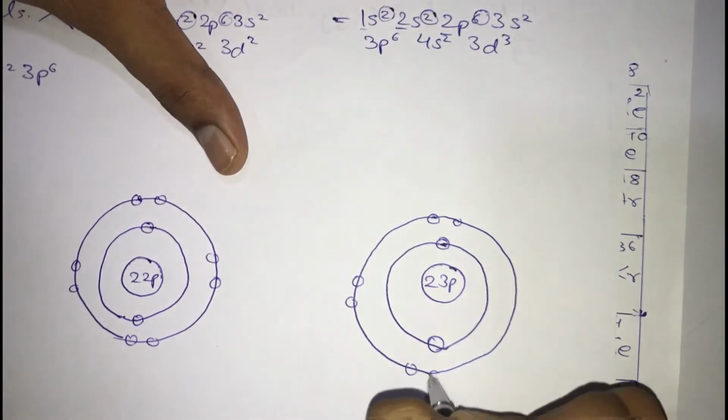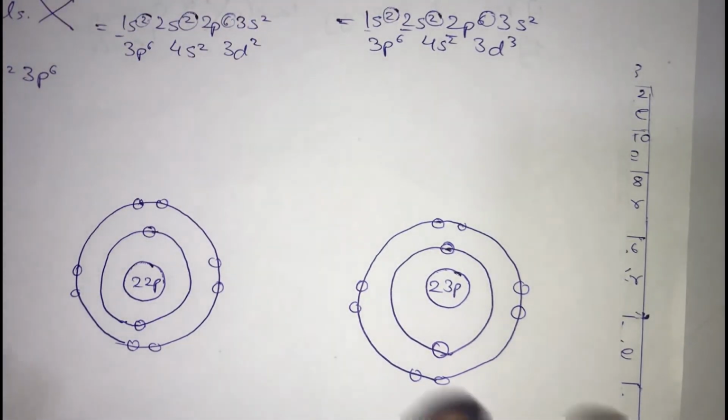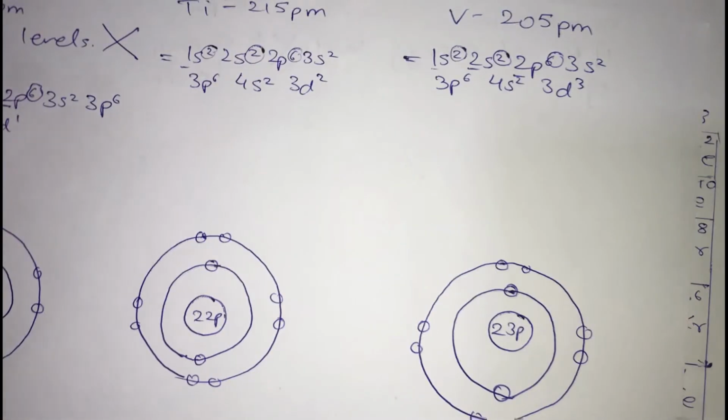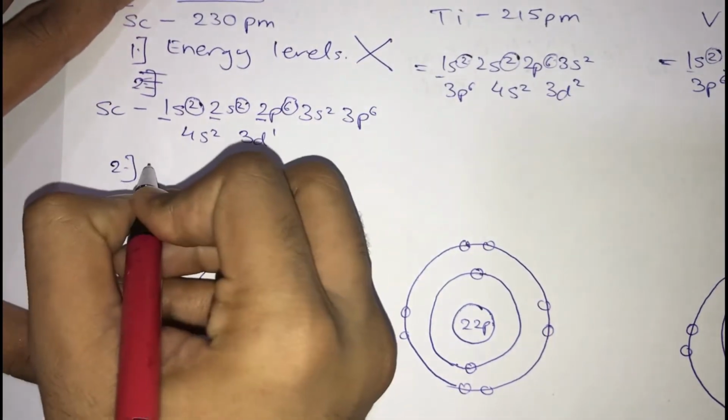Okay guys, now I stop the diagram here only. I won't be drawing the third and the fourth energy level. There is a reason behind this. But one thing I want to tell you all is that if we consider the second factor. What is the second factor? Nuclear charge.